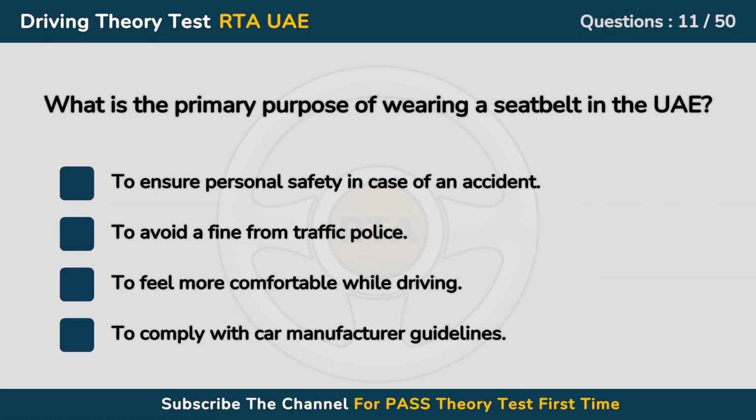Question 11. What is the primary purpose of wearing a seatbelt in the UAE? A. To ensure personal safety in case of an accident. B. To avoid a fine from traffic police. C. To feel more comfortable while driving. D. To comply with car manufacturer guidelines.